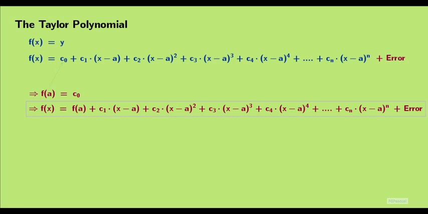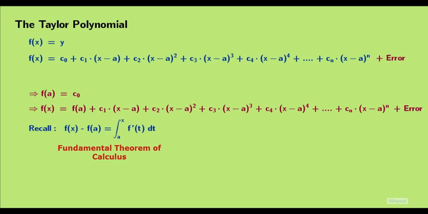We use integration by parts to find the other c sub k's, starting with c sub 1. Recall that f of x minus f of a is equal to the integral from a to x of f prime of t dt. This is simply the fundamental theorem of calculus. Note that the variable of integration, or the dummy variable, is t, not x. x is the upper limit of integration.